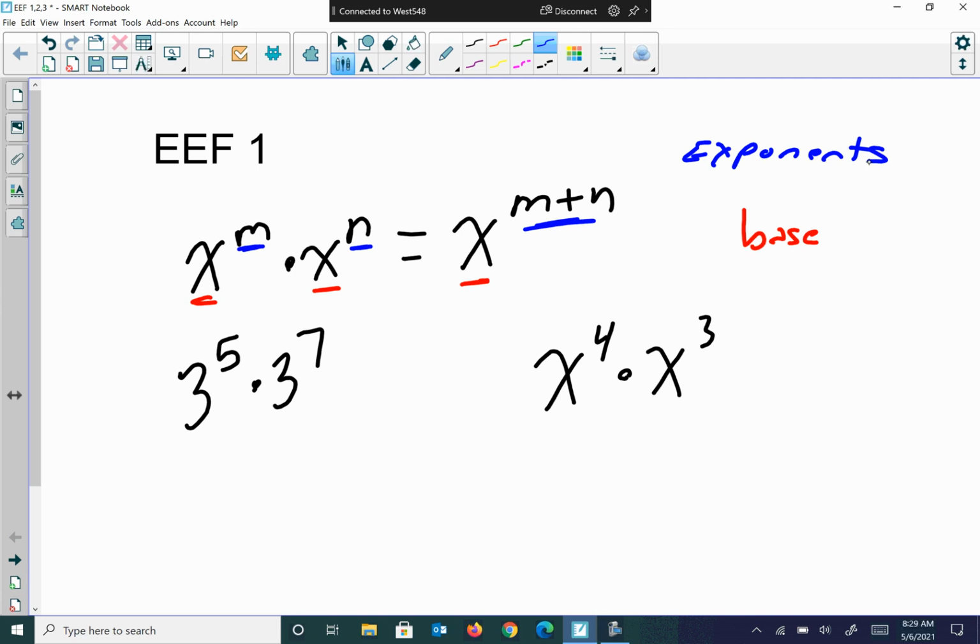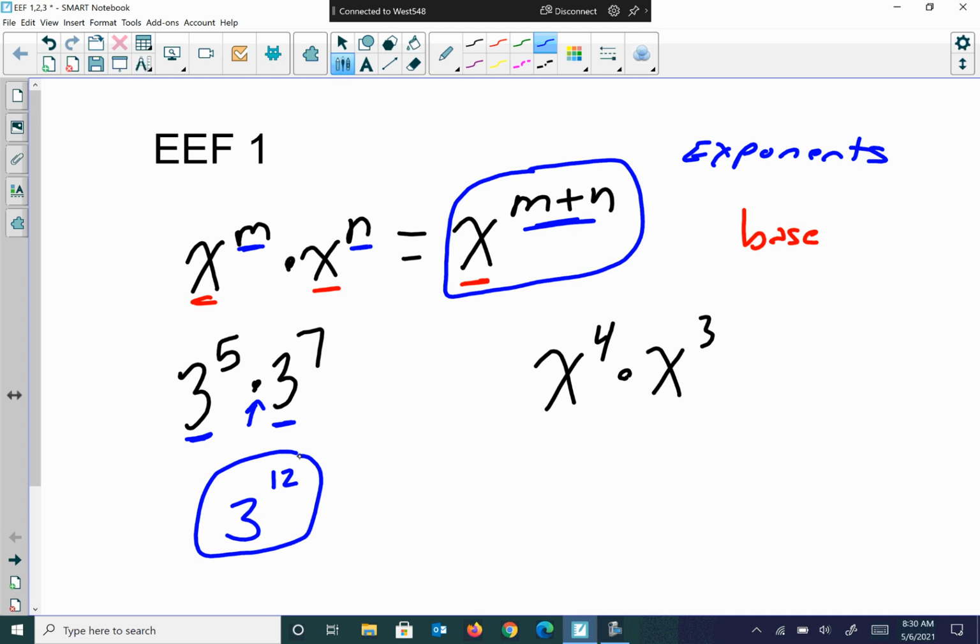Friends, exponents with like bases, when they're being multiplied together, you count up the exponents. So I have a base of 3. I have a base of 3. I'm also multiplying. So what did I do here with my two exponents? I add them. So 5 plus 7 is?